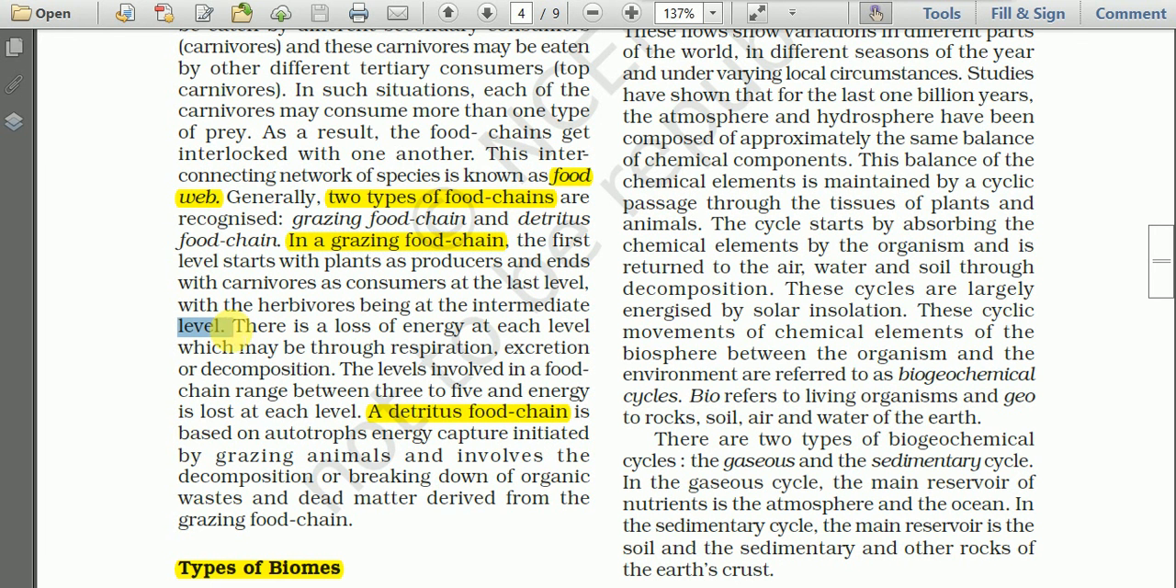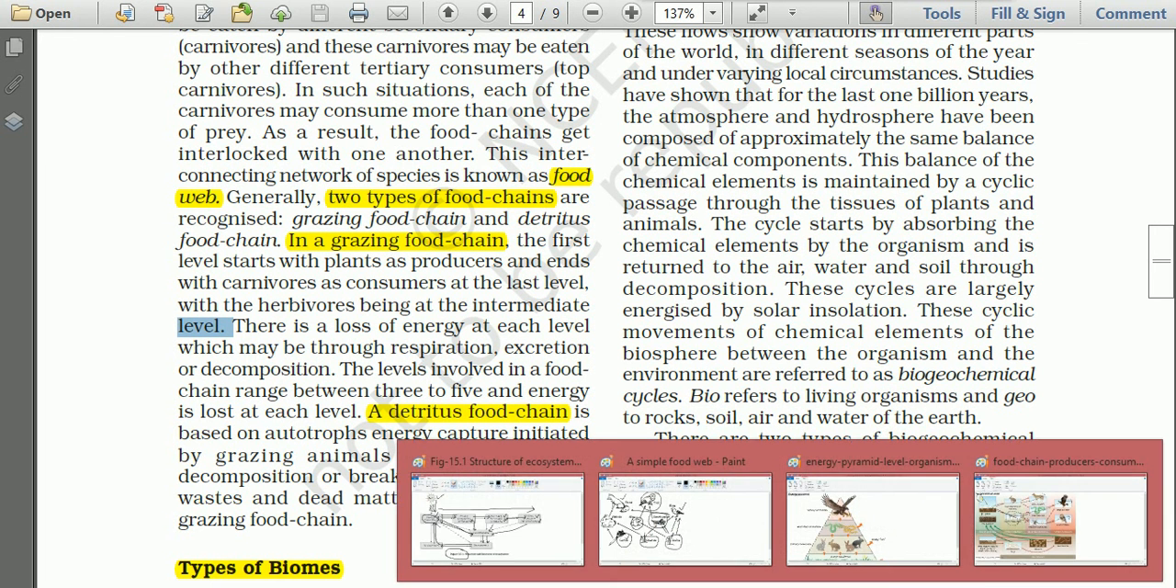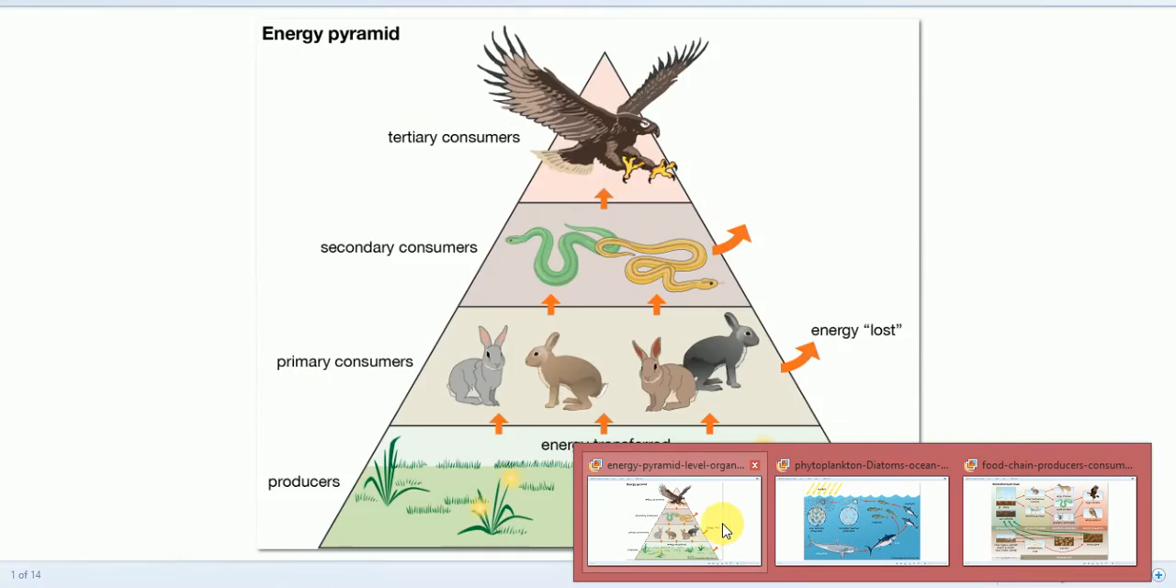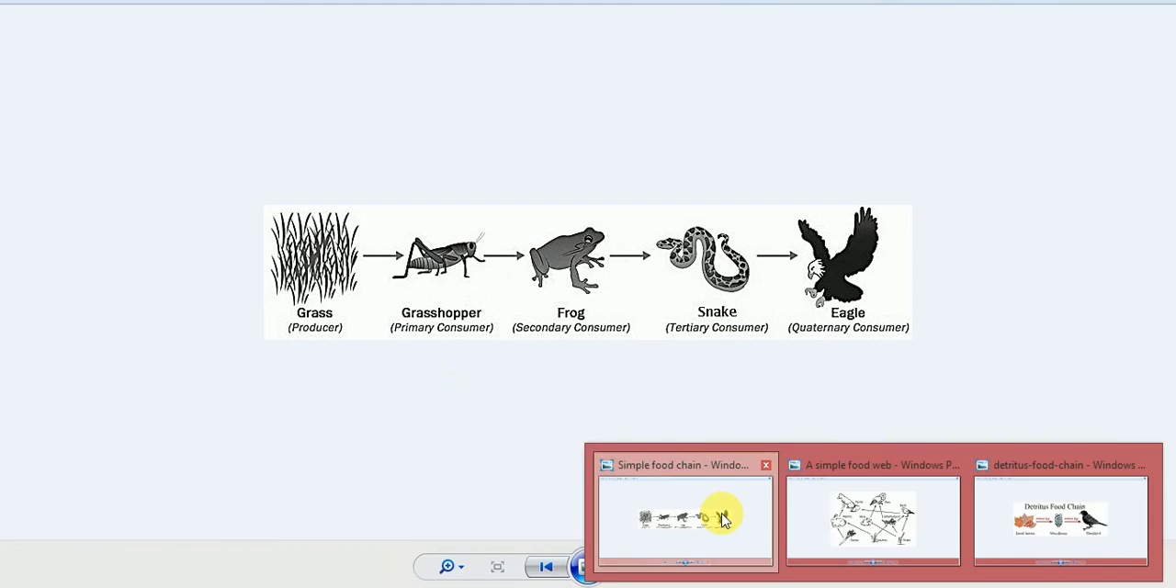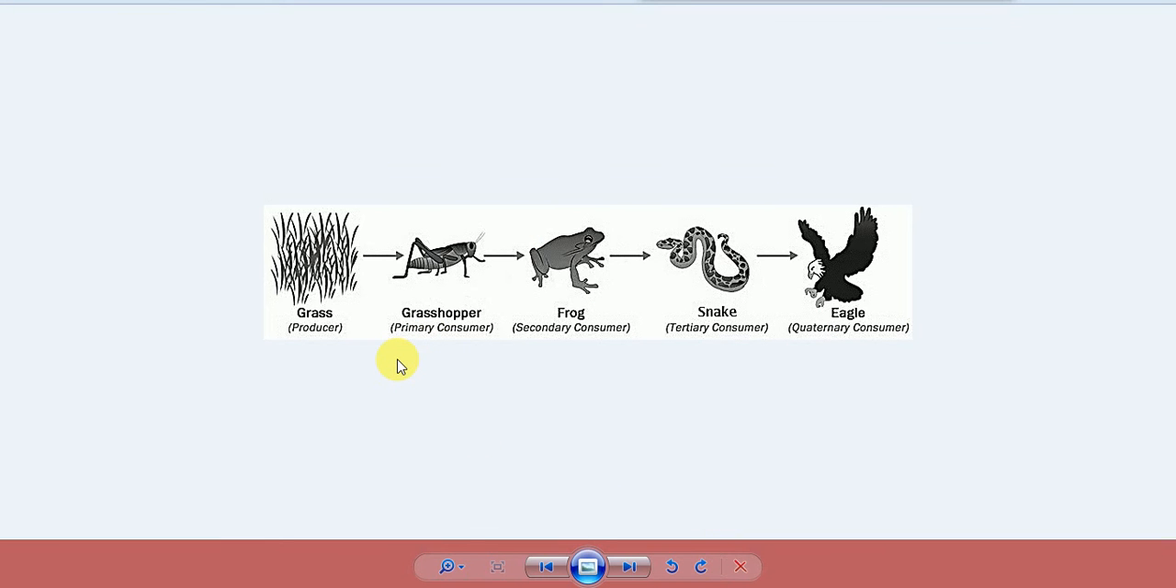About this we have discussed earlier. Whatever we discussed earlier, say for example, the food chain here, this is an example of the grazing food chain. It starts with the producer, grasses, then carnivores at last, and in between we have the others.